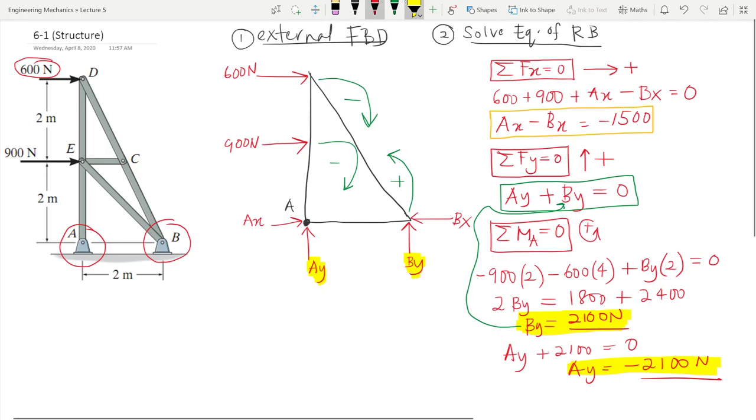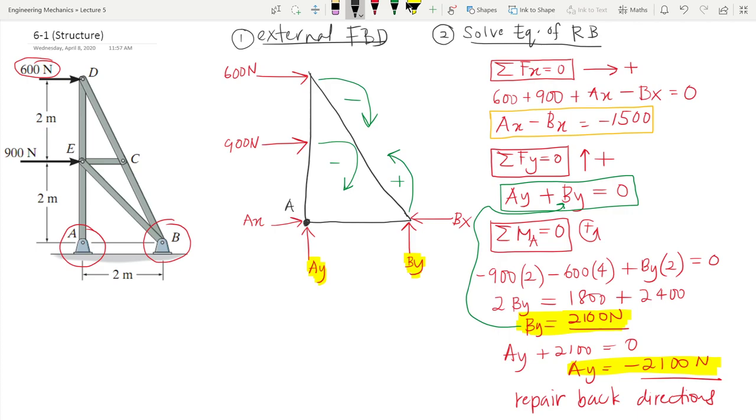So one thing for sure, you need to repair back direction. For example, I have AY in the negative direction. So AY, you need to repair the direction. BY is correct already. BY is equivalent to 2100 Newton. This is correct. So AY, the value is 2100, but we need to repair the direction. The direction is no longer like this. It's actually the other way around, which is going this way. Now this is the correct direction for AY.